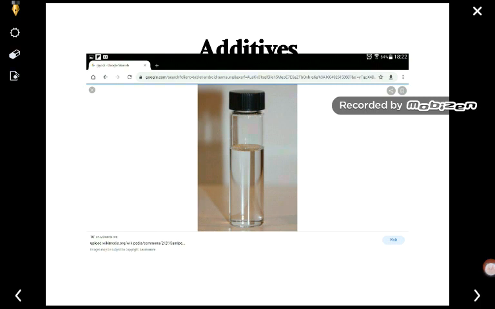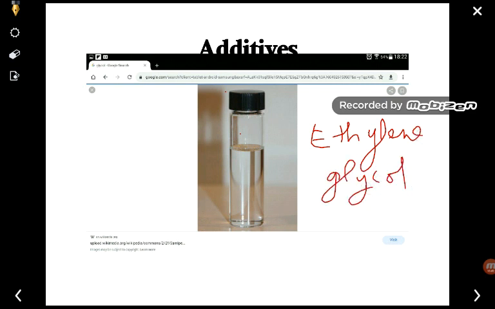So this is a picture of ethylene glycol. So what is ethylene glycol? Ethylene glycol is an organic compound, mainly used as a raw material in the manufacture of polyester fiber. So you can say that it is used in polyester fiber. It is also used as an additive.